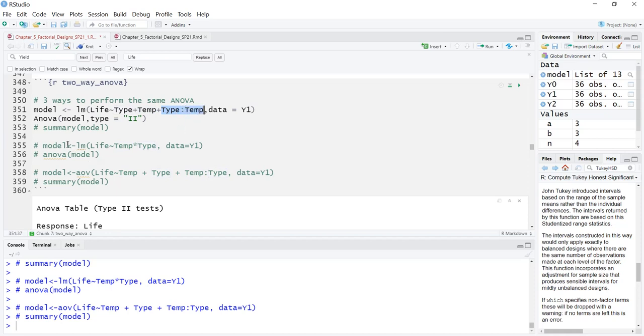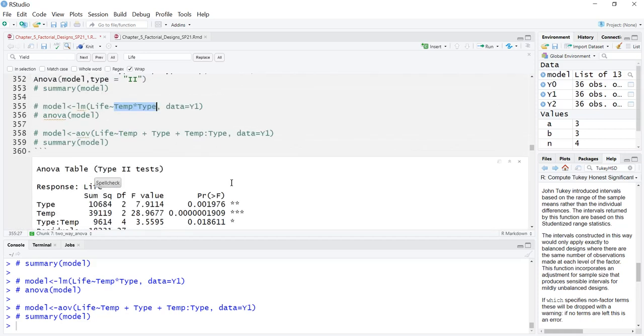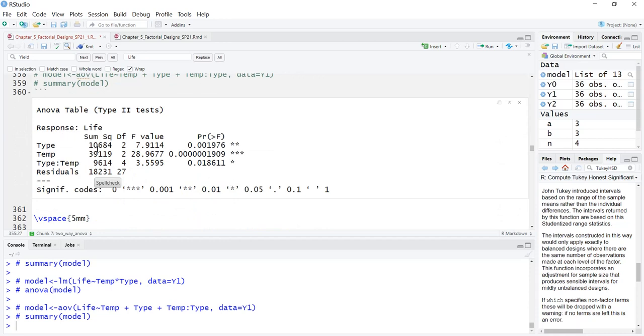Now the other way to do this is temp times type, instead of the colon. That's another way to do it. And same linear model, LM object, or AOV, we would do this, and I think the asterisk works there as well. Okay, so we're given an ANOVA table here.